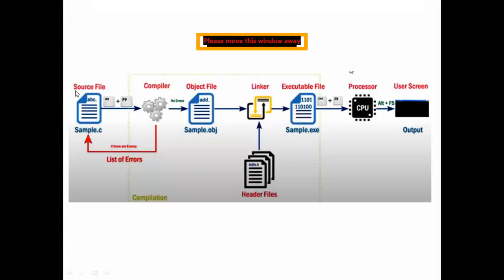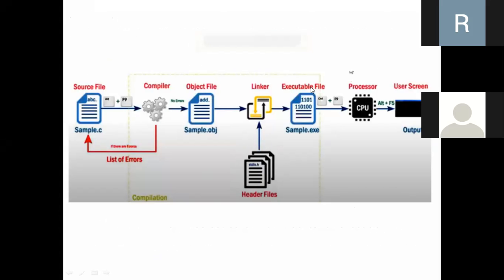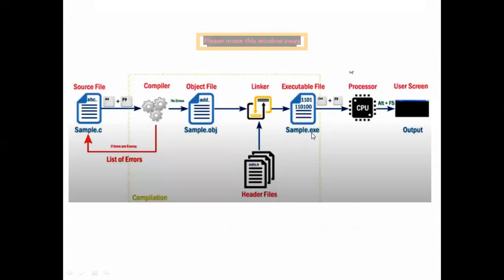Okay, so once you write down the source file, suppose it is a high level language like a C program, this source code needs to be compiled using a compiler so as to generate an object file. This object file needs to be linked using a linker, where I'll be adding the header files, and after that I'll be able to generate the executable form of the file.